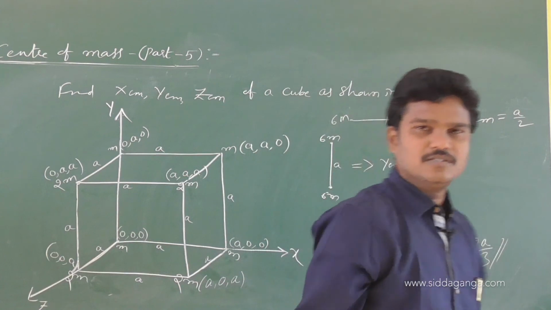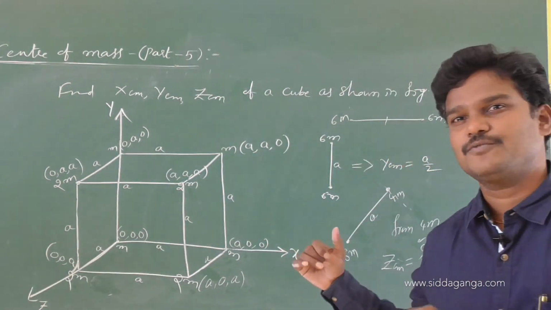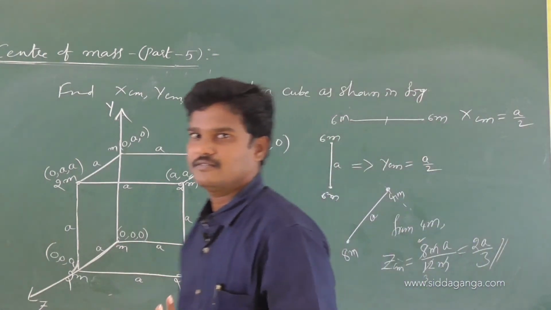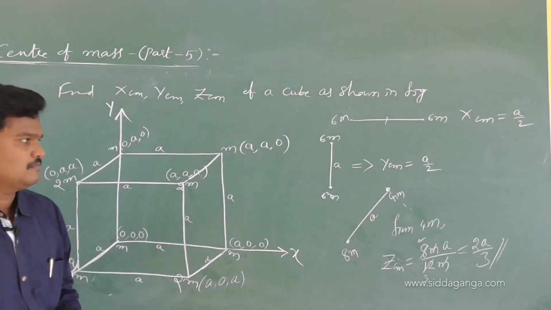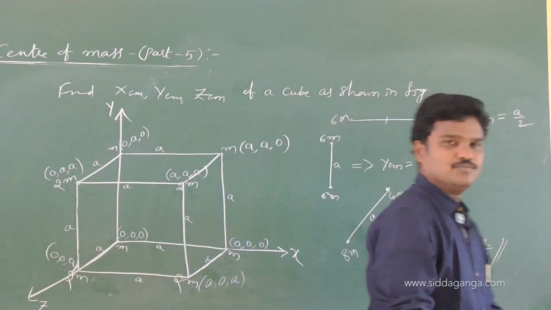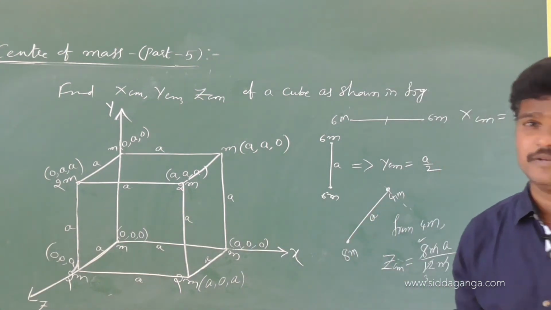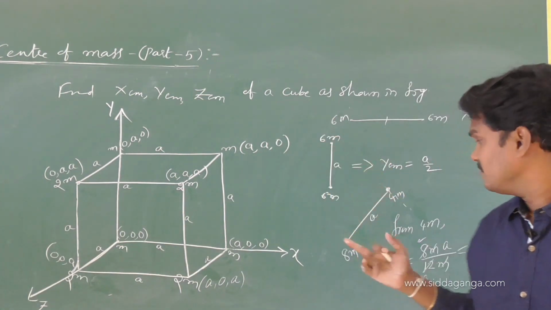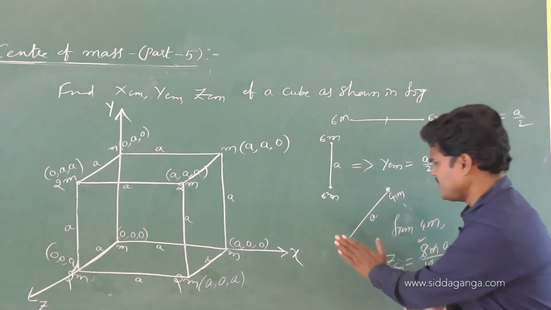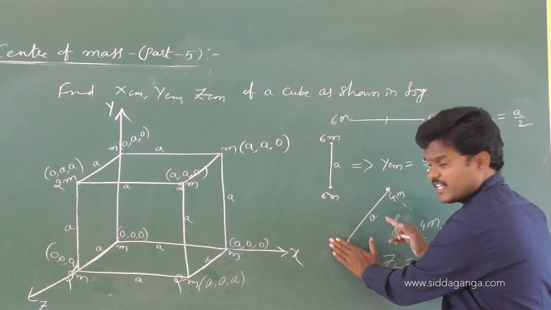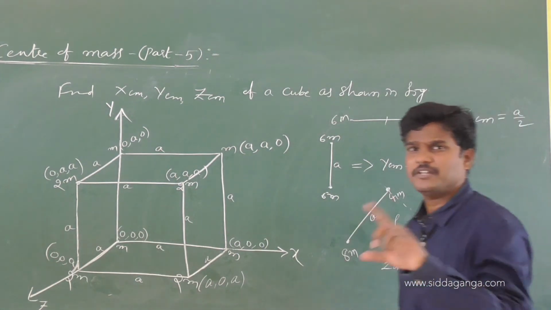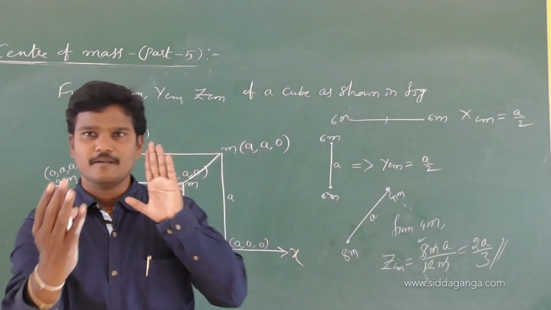Okay. So these are the level of questions. See, slowly the level of questions is changing. Try to increase your speed so that I can teach a little more. 2a by 3 is ZCM. Now XCM is what? A by 2, YCM A by 2, ZCM from the back face is what? From the backside face it is 2a by 3. From the front face, A by 3. From the front face means opposite mass, take this as origin, 4m into A by 12. So A by 3. If you add A by 3 and 2a by 3, you will get A, front to back.